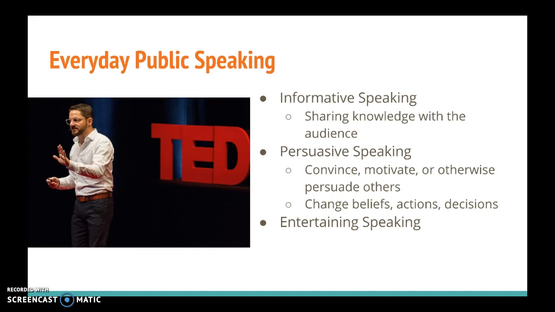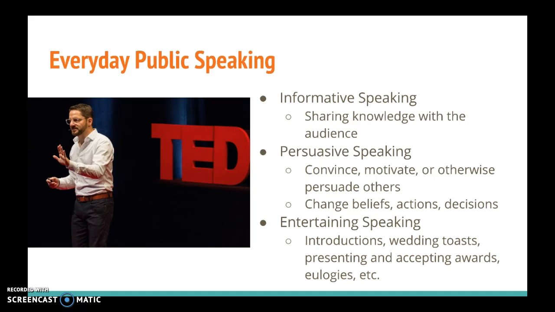Finally, we will be doing entertaining speaking in this class. And entertaining speaking involves a lot of different things. It can involve giving a speech of introduction. As I said earlier, it can be a wedding toast. You can present or accept an award. You can give a eulogy at a funeral. There are all types of different entertaining speeches that one can give, in addition to things like after dinner speeches or motivational speeches.